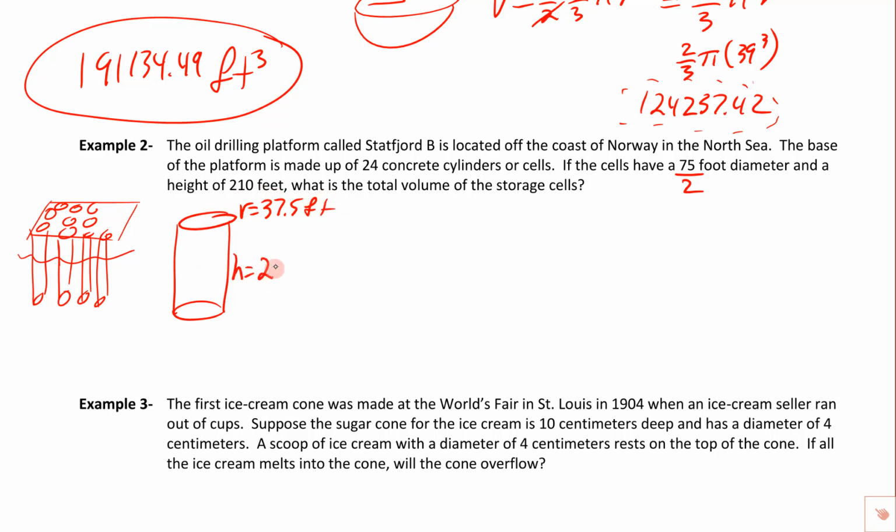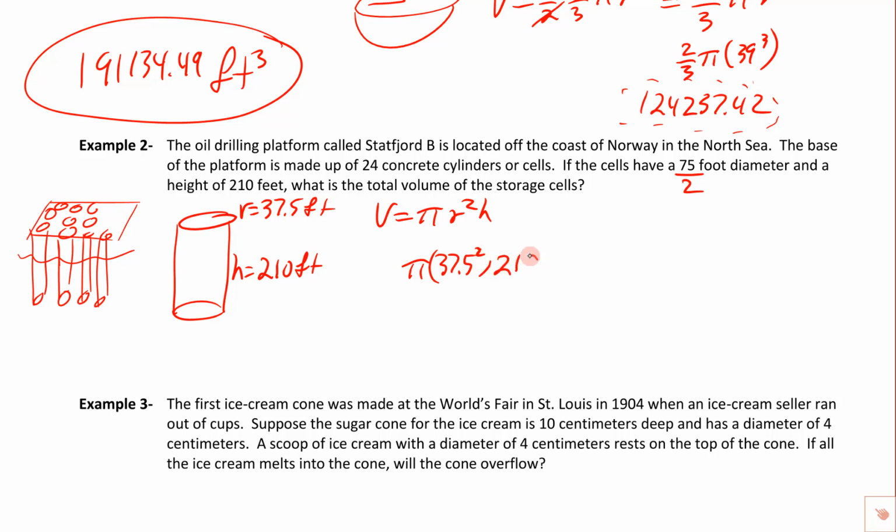So the height is 210 feet. Okay, so they're cylinders, so the volume formula for a cylinder is pi r squared h. We don't have any fractions or anything like that. So the volume is going to be pi, and then it's going to be the radius, 37.5 squared, and then times the height of 210.